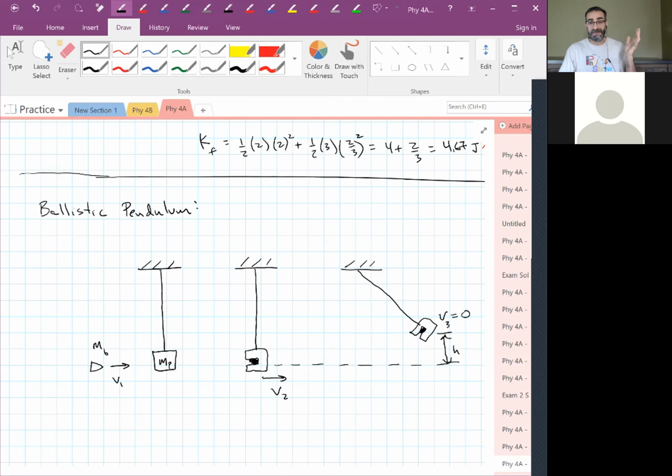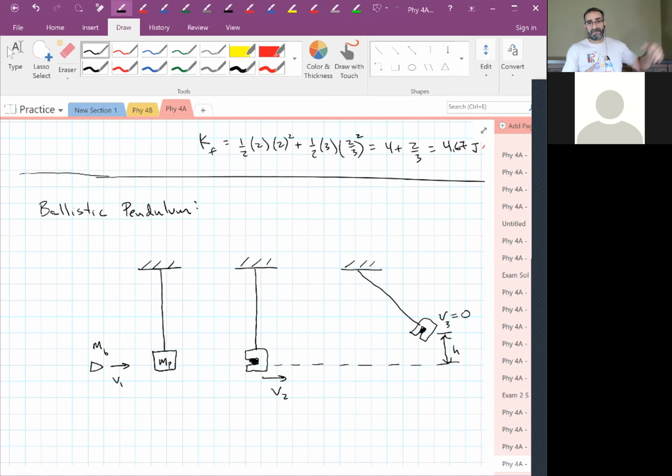Nothing's moving at the end. The pendulum comes to rest momentarily. Why can't we go from the beginning to the end using momentum? Because the Earth gets in the way. The Earth reaches into our system as an external force and pulls on that pendulum and stops it from swinging up too high.